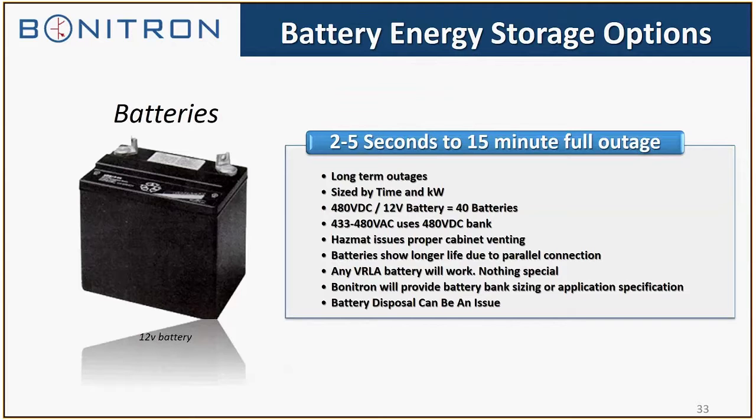Usually, we're going to look at the DC bus, and for a 480 volt AC system, or 433 to 480 volts, we're going to use the 480 volt DC bank, which is 40 12 volt batteries. There are some issues with battery energy storage.